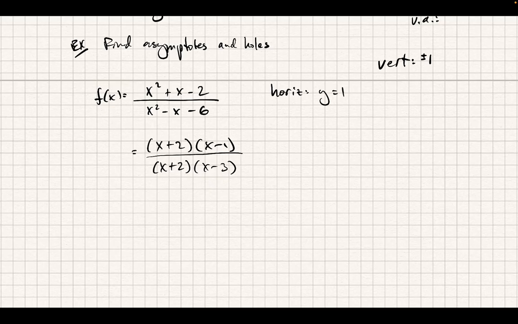And then you can cross out the x plus 2's on the top and bottom, and then you can find the hole, because x plus 2 gave you the hole, which means the hole is x equals -2. And then you have the vertical asymptote, which is x equals 3.